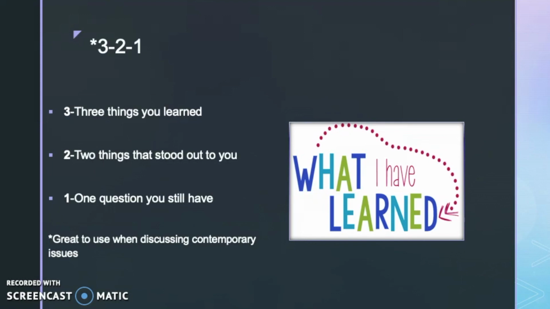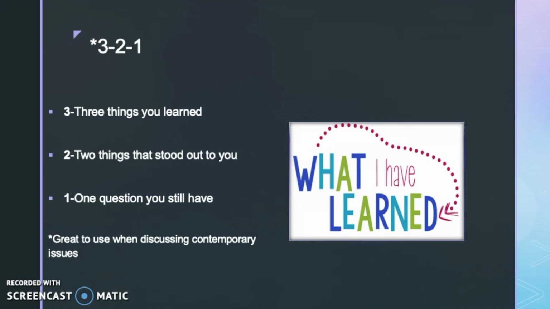The last strategy I want to talk about this evening is called 3-2-1. This one is an oldie but a goodie. You may have heard it referred to as circle, triangle, square, but this is a strategy I use when my students read contemporary issues. It also can be used when dealing with historical documents, but oftentimes I'll give my students a document. One evening I'll tell them, hey, you need to read this document before you come to class the next day, and follow the 3-2-1 strategy.